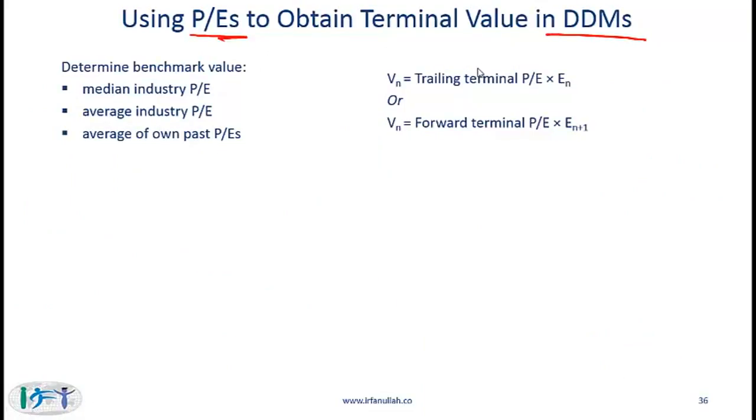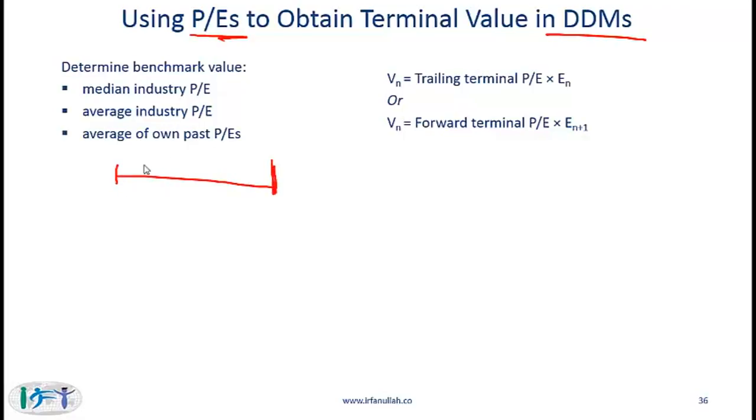Next point is to use PEs to obtain terminal value in dividend discount models. And this is very straightforward. It is something you've also seen in earlier readings. The first thing to do is determine the benchmark value. And for the benchmark value, you might either use the median industry PE or the average industry PE or the average of the company's own past PE. So what exactly does this mean?